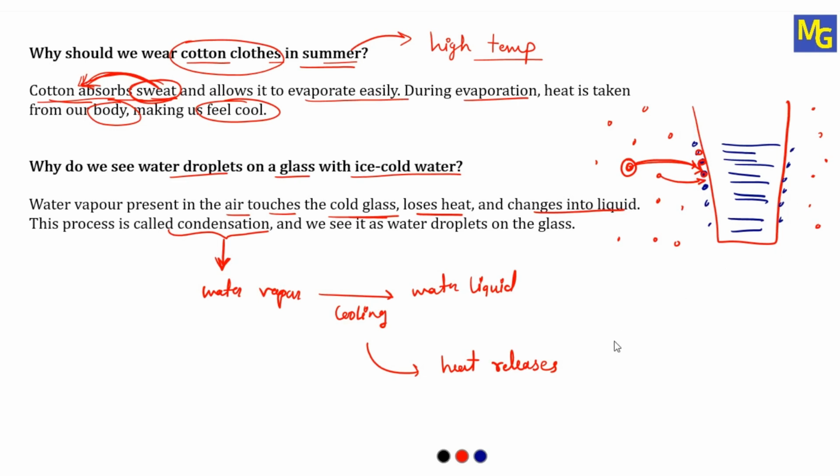These water droplets you can see on the surface of the glass. I hope you understand the explanation of these two questions. With this topic, I have completed the first chapter, Matter in Our Surroundings, for class 9 science. After this, I'm going to start the next chapter.